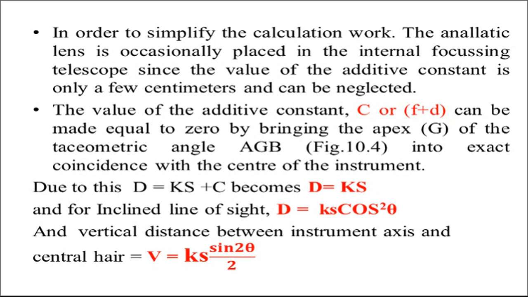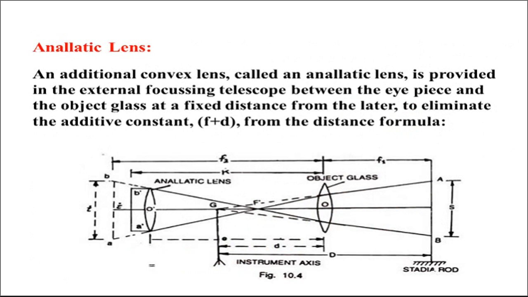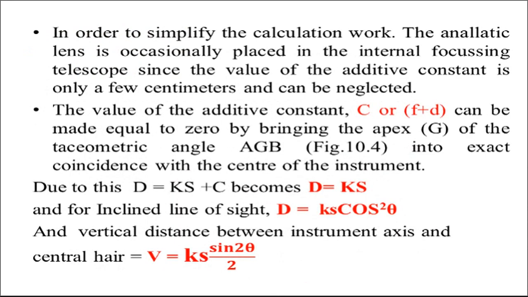So see, angle AGB into exact coincidence with the center of the instrument. Due to that, what will happen? The value of f plus d becomes 0. Due to this, the formula D equals KS plus C becomes D equals KS only, that is the multiplying constant into the staff intercept.